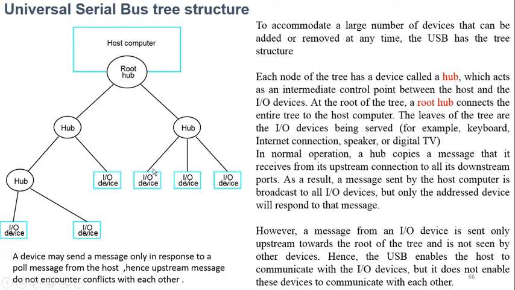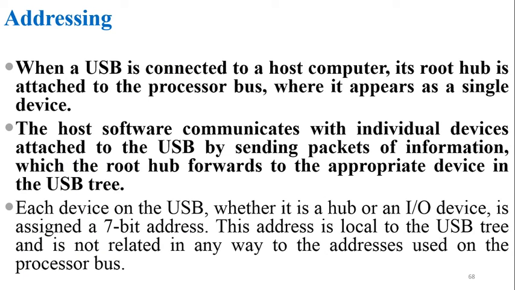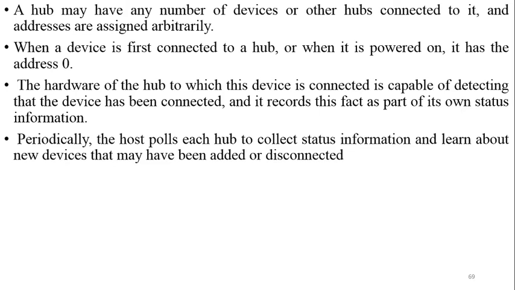Similarly, whenever an already connected device is detached from this hub, the hardware associated with this hub also recognizes that event and changes the current status information to show that a particular addressed device is removed from this hub. So attaching and detaching is recorded in the status information of the various hubs as and when a new device is connected or a device is detached from the hub port.